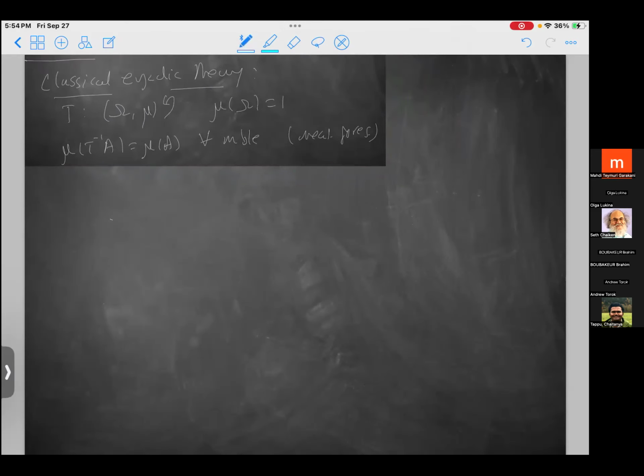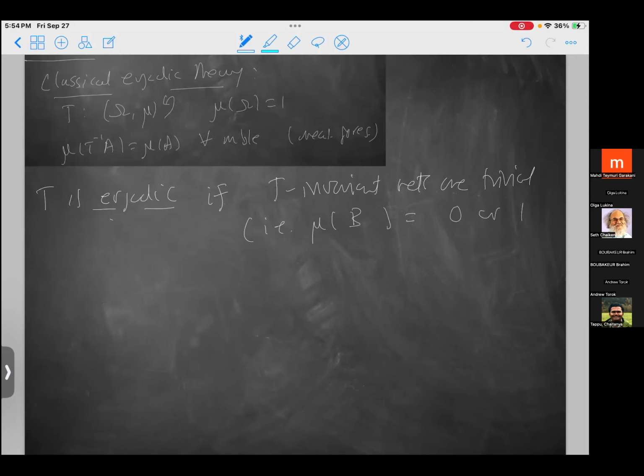So we have that. Then we say T is ergodic if it's kind of irreducible, if T-invariant sets are trivial, i.e. mu of anything T-invariant is either 0 or 1. Mu of B equals 0 or 1 if B is T-invariant.